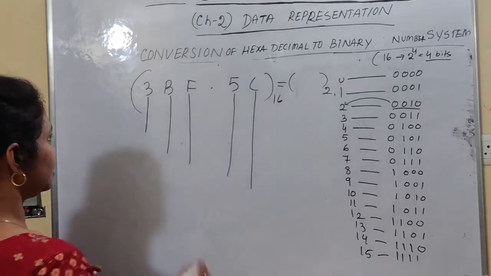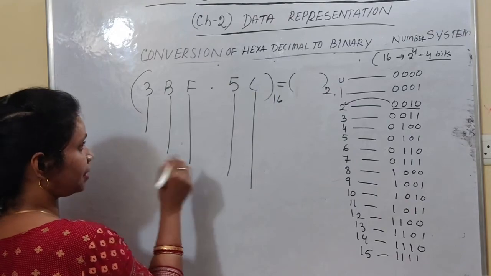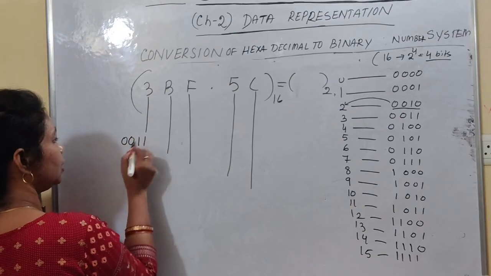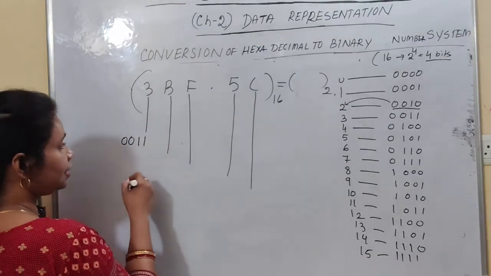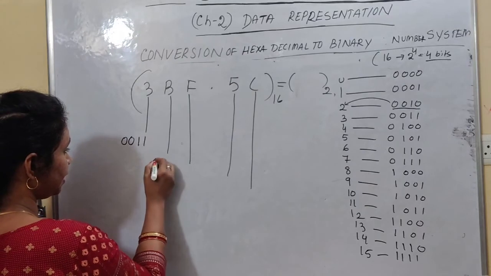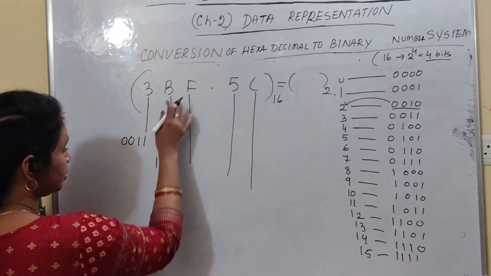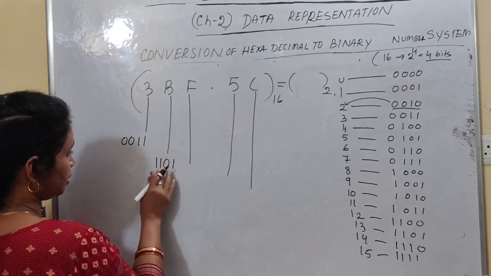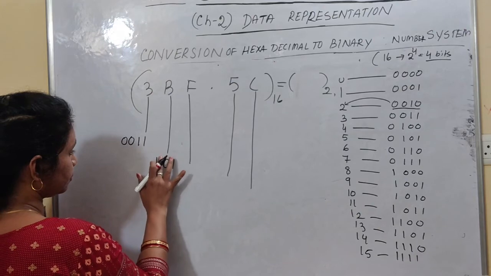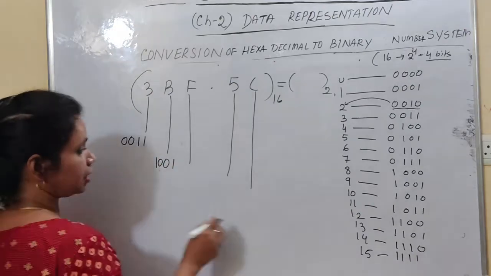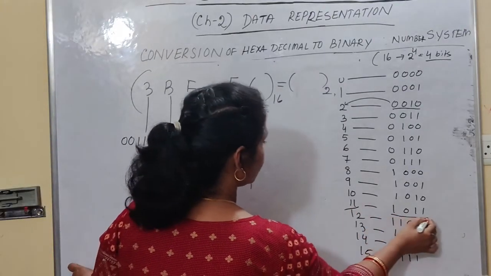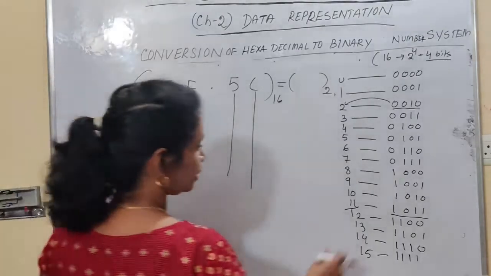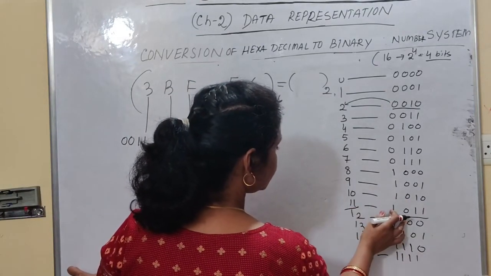Okay. So let's start with 3. So 3 is represented by, here you can see, 0, 0, 1, 1. So you can write 4 bits, that is 0, 0, 1, 1. Now B. B means what? B is 11. 10 is represented by 1010, 11 is represented by 1011.